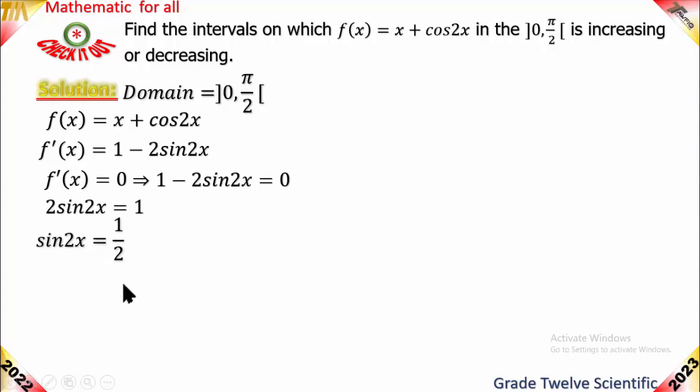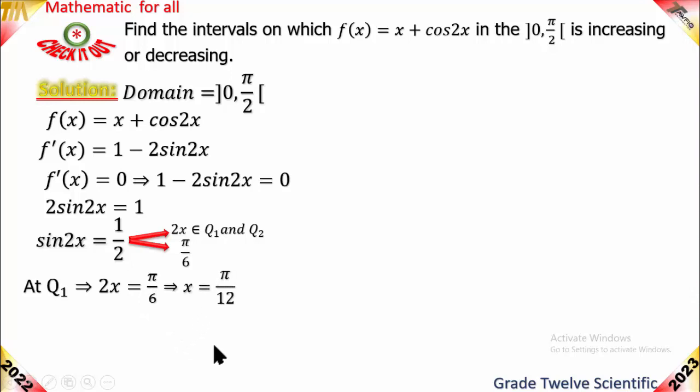Because sine is positive, therefore 2x belongs to the first quadrant or the second quadrant, and the basic angle is pi over 6. In the first quadrant, 2x is equal to pi over 6. By dividing by 2, then x is equal to pi over 12. Pi over 12 is 15 degrees. It belongs to the domain, therefore it is a critical point.